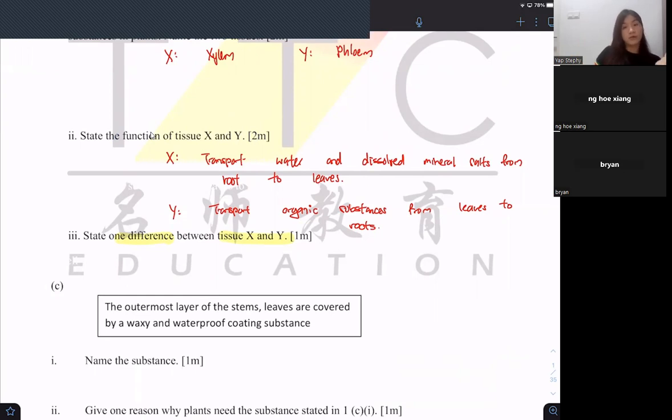Yes, very good. You can write that X is thickened by lignin, but Y is not thickened by lignin, right? Yes, very good. This one can. Also, you can write that X is a dead cell. Xylem is a dead cell, because xylem does not have cytoplasm, but phloem has cytoplasm. So phloem is a living cell. Okay, can? Yeah, like this.